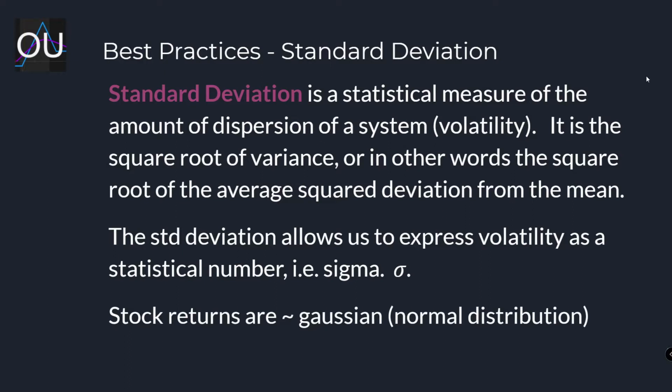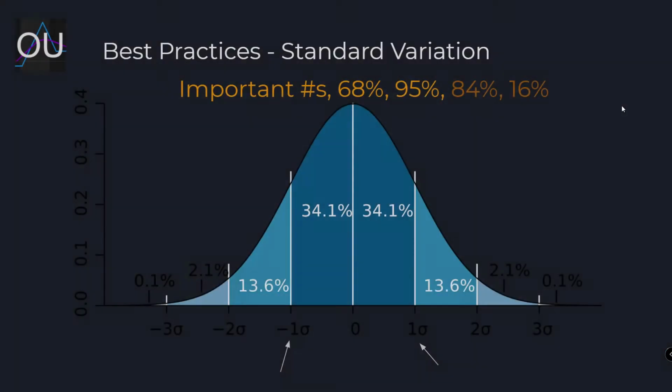Because stock returns follow a Gaussian or normal distribution, we talk a lot about standard deviation so that we can talk about how it applies to returns, such that once we can apply a standard deviation to the volatility of a stock, we can then determine what price levels we want to pick for our option trades.